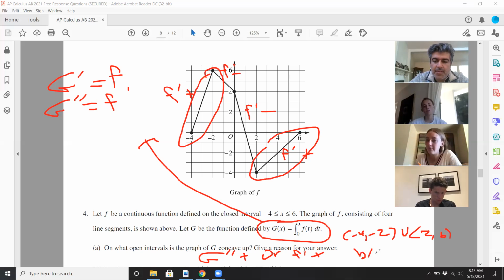Because G double prime or F prime is positive on those intervals. That would be your justification. Do you have to say both G double prime or F prime? No, you could just say one of them, but you do need to establish this.